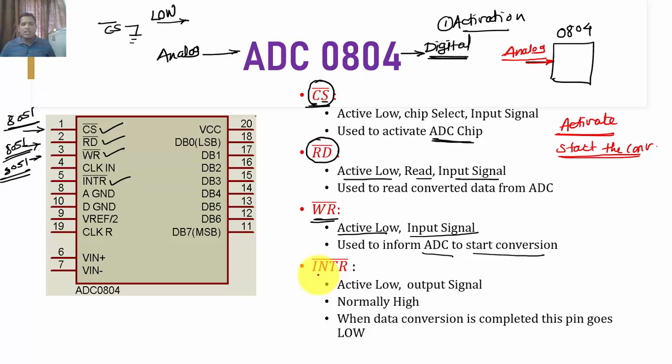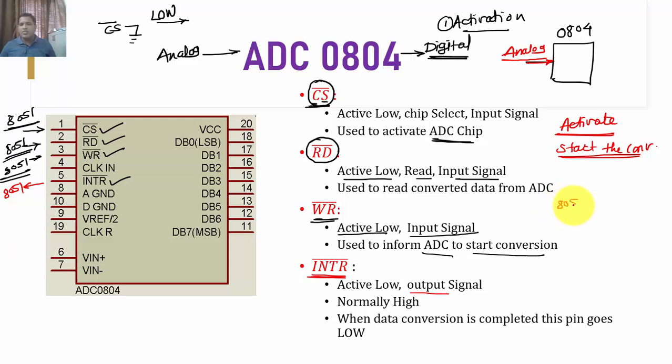Then the next important pin is the INTR bar pin. This is actually an output signal. Output signal means this signal is given by the ADC towards the 8051 microcontroller. Just try to get this: chip select, RD bar and WR bar. These three signals we have to give from the microcontroller, right?